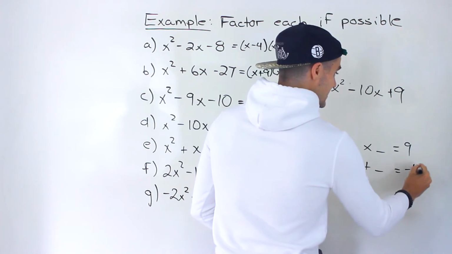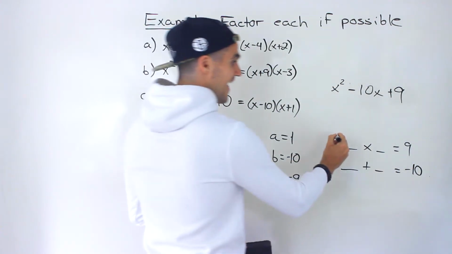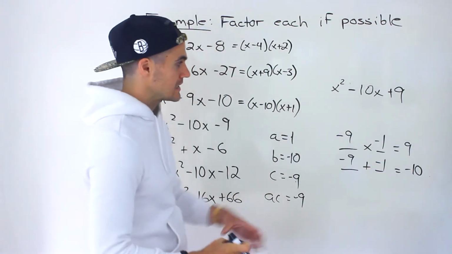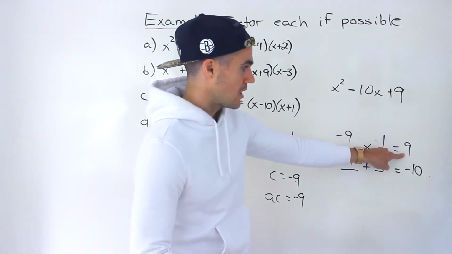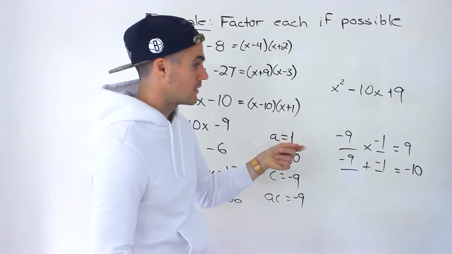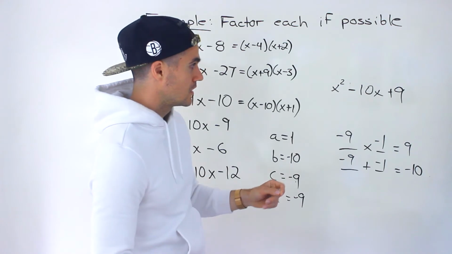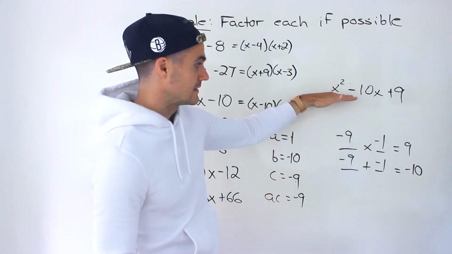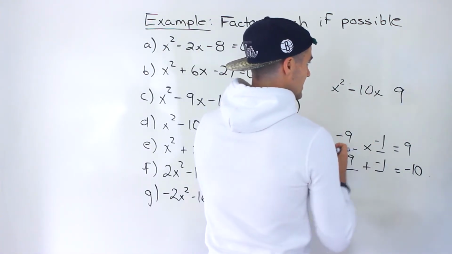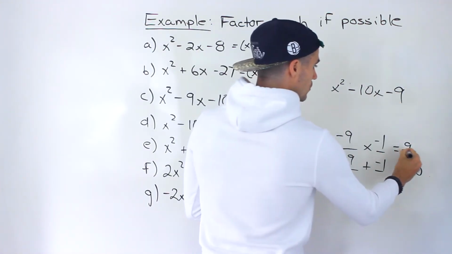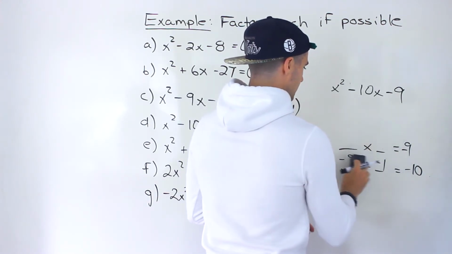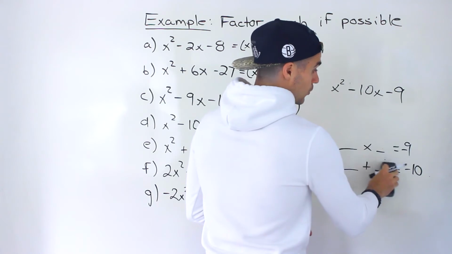If we had this over here, then -9, -1 would work, right? Because -9 times -1 gives us +9, then -9 plus -1 is like -9 minus 1, which would give us -10. Right? So if it was like this, then it would work out. But because this here was a negative, there's no combination that's going to work out, right?